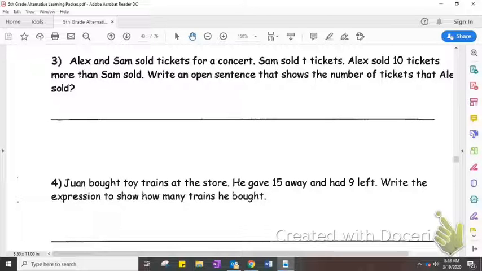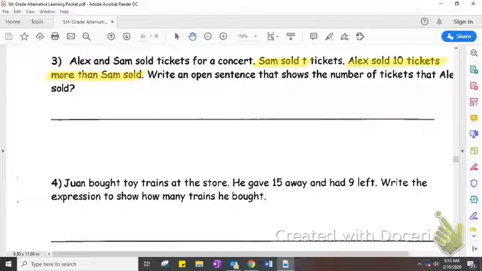This open sentence will have an equal sign, but we don't know if it's going to be an equation yet. We have to see if they tell you what the balanced equation would be. All right, so I'm going to go ahead and highlight in here. It says Alex and Sam sold tickets for a concert. Sam sold T. Alex sold 10 tickets more than Sam sold. Okay. Write an open sentence that shows the number of tickets that Alex sold.